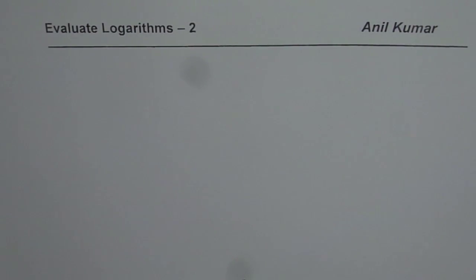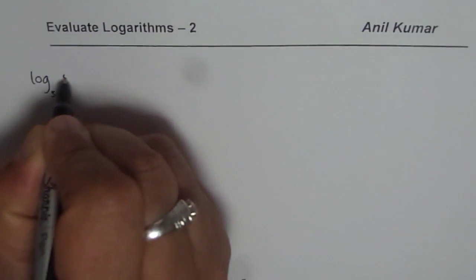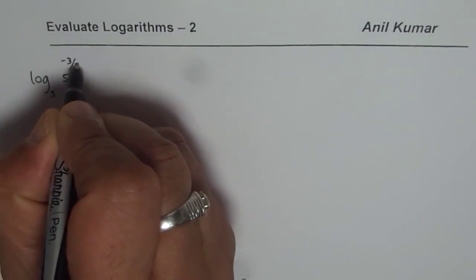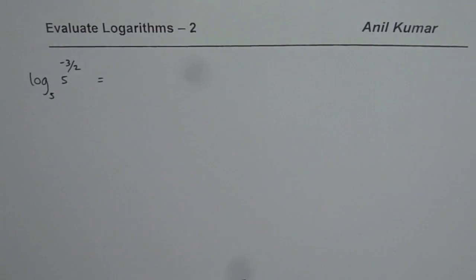I'm Anil Kumar, and in this set of videos we will see how to evaluate logarithms when we have radical numbers involved. To give you an example, you need to find what is log to the base 5 of 5 to the power of minus 3 over 2. That is the radical root, right? So what is the solution for this?